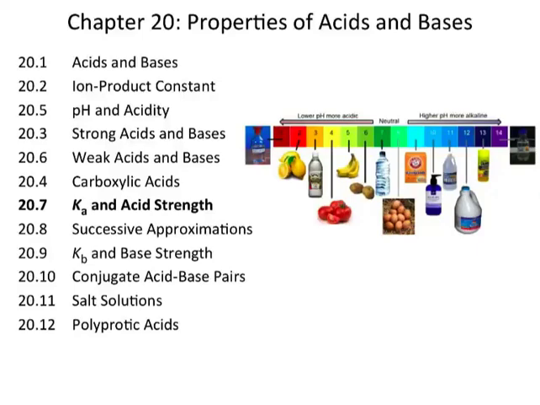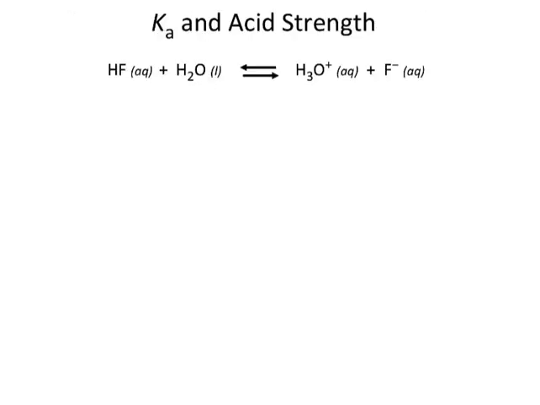Hello! Today we're going to talk about Ka and how that relates to acid strength. It's the quantification of what we talked about in the previous video, acids and bases, and weak acids and bases. So, we have this equation. I'm using hydrofluoric acid as my model weak acid. Hydrofluoric acid with water will form hydronium and then the fluoride anion. This is a great example of a weak acid.